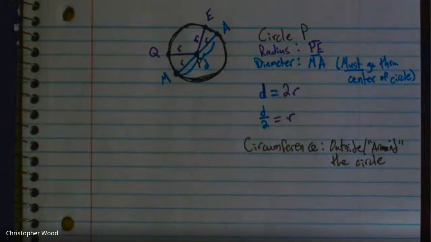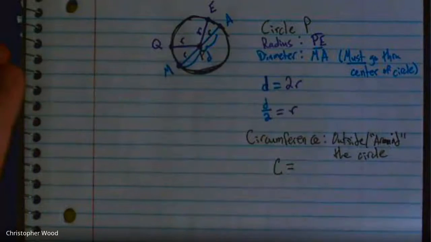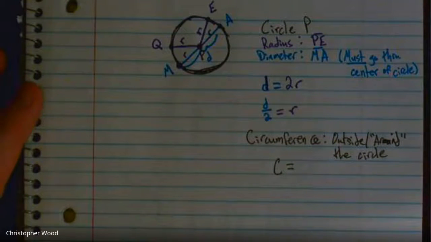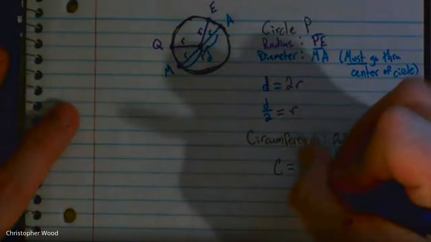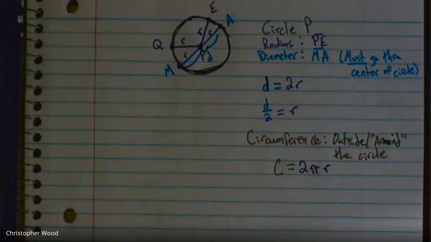So the circumference is like the outside, or it's around the circle. And there is a formula for that. The circumference equals 2 times pi times the radius, right? So it's 2 pi r, 2 times pi, 3.14, times the radius.